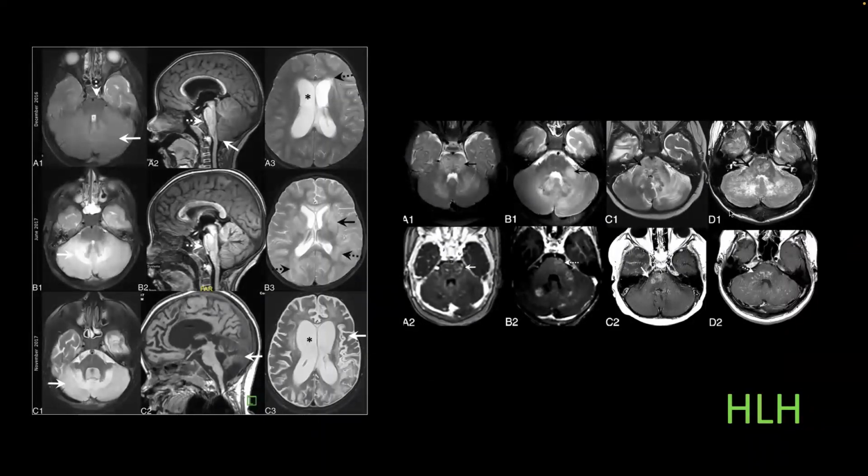Just to highlight, these are the main findings of HLH, which our child does not have yet, at least. These nodular multifocal areas of enhancement, especially in the posterior fossa. So that is lacking to call it HLH on imaging.